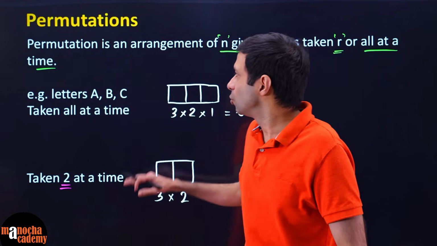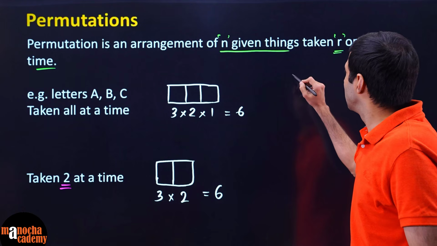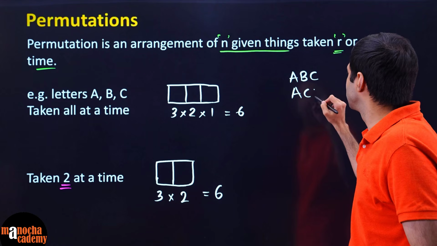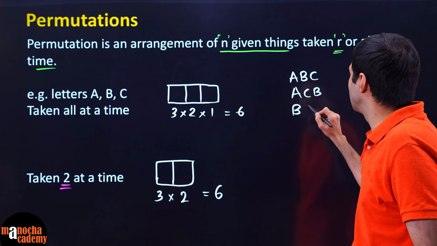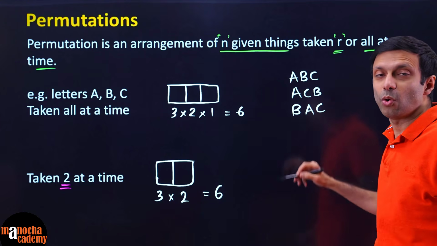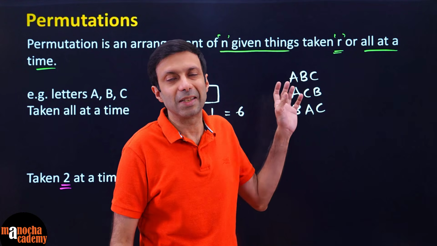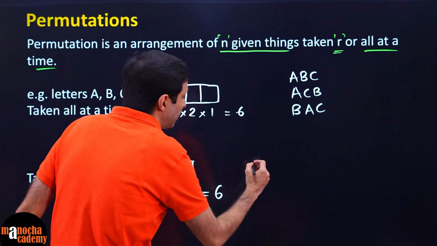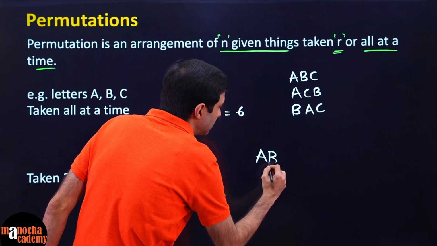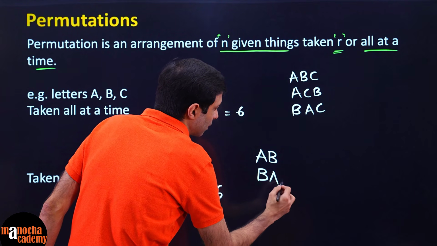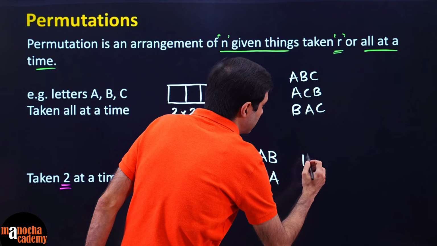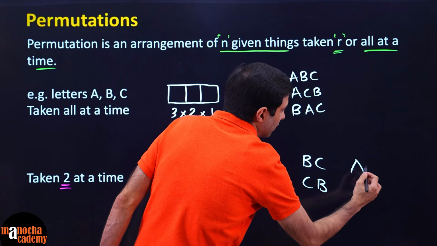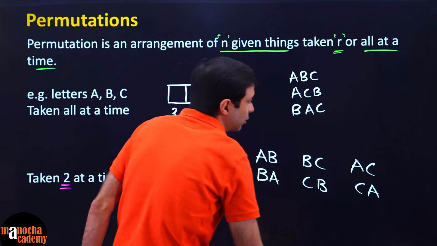What does that mean? So let's say when you're taking all the letters at a time, then ABC is different from ACB, and that is also different from BCA or BAC and so on. So order is important. These are not considered the same. And the same thing when you take 2 letters at a time. So from ABC, if I take 2 letters, AB is considered different from BA. Similarly, here you're taking, let's say, BC and CB, then AC and CA.